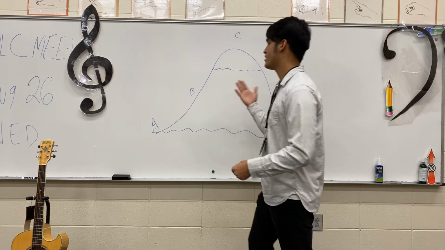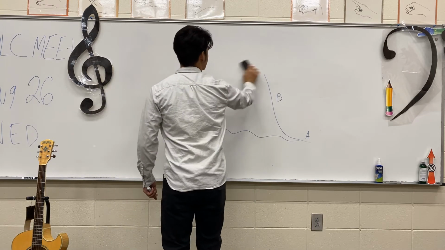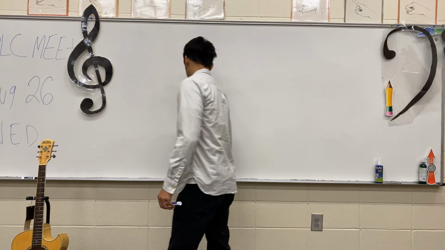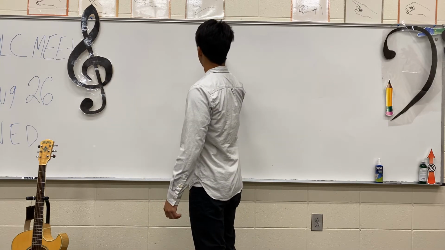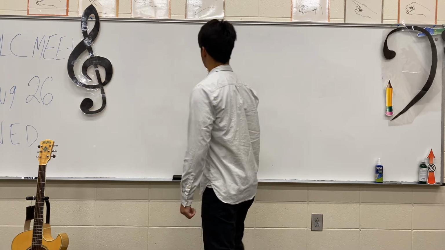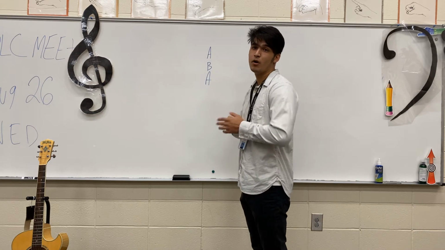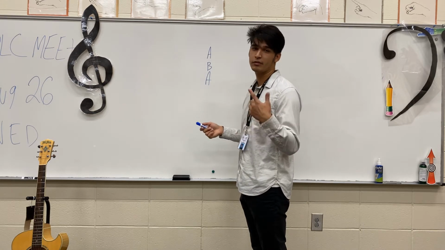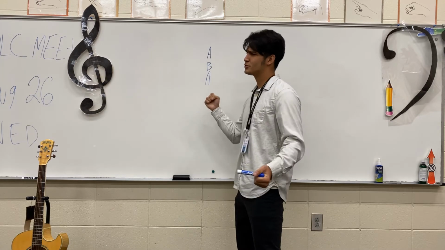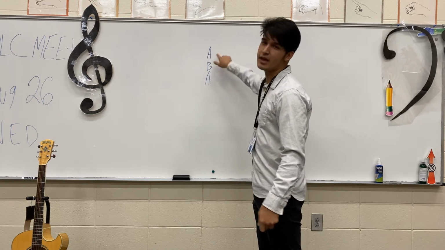Alright? Now we can apply this to music. So, we got A, B, A. That's our most common form. You can use that with the poem that I made up a song with last week. The roses are red, violets are blue, sugar is sweet, and so are you. Roses are red, violets are blue, sugar is sweet, and so are you. Boom. That's A. That would be our A.